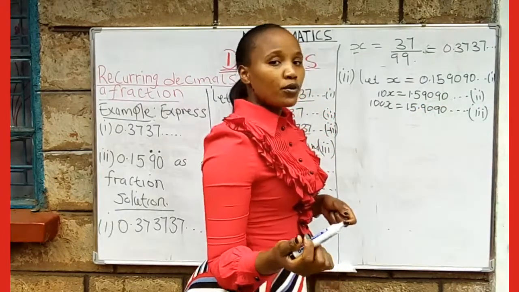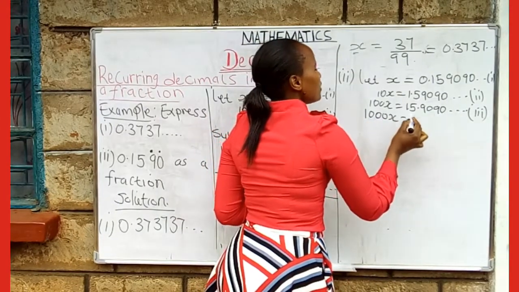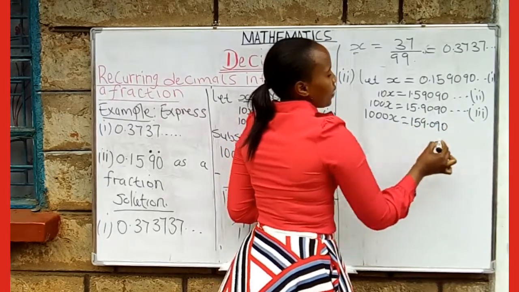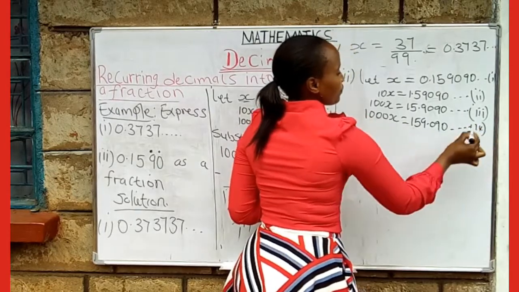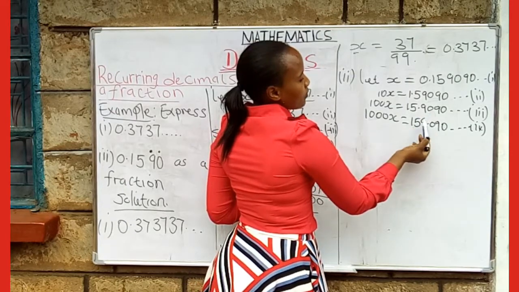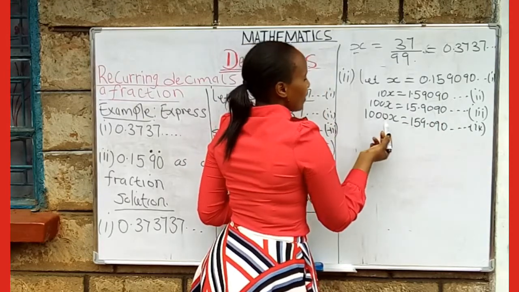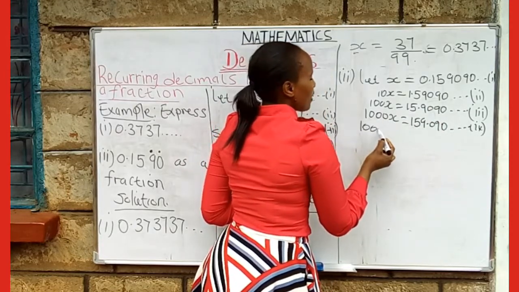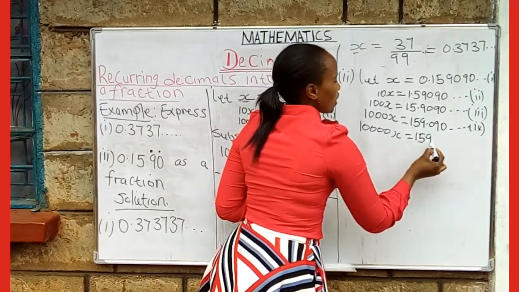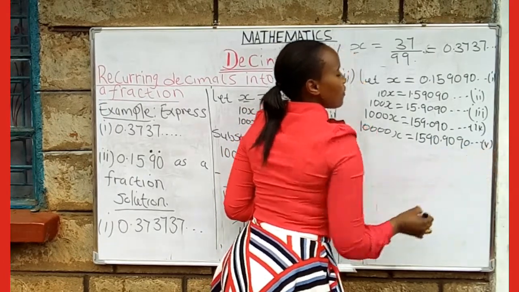So it means we proceed with the multiplication by 10 again. We have 1000x is equals 159.090 gives us equation 4. If we compare, there is nothing like this 09. This is 90. This is 590. This is 1. So we proceed again. We multiply by 10 again. So we have 10,000x is equivalent to 1590.9090 to give us equation 5.